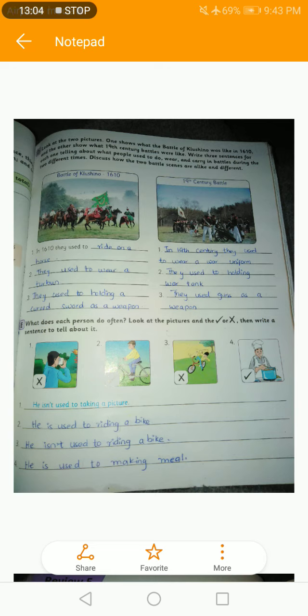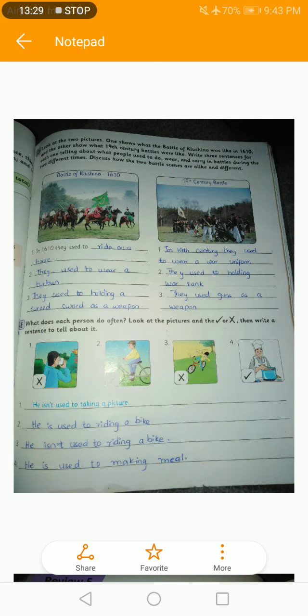Okay, now look at exercise E. What does each person do often? Look at the pictures and the tick or cross, then write a sentence to tell about it. Okay, look at the first one. The first one is a cross. It means that he isn't used to taking a picture. The second one is a tick. It means that he is used to riding a bike.